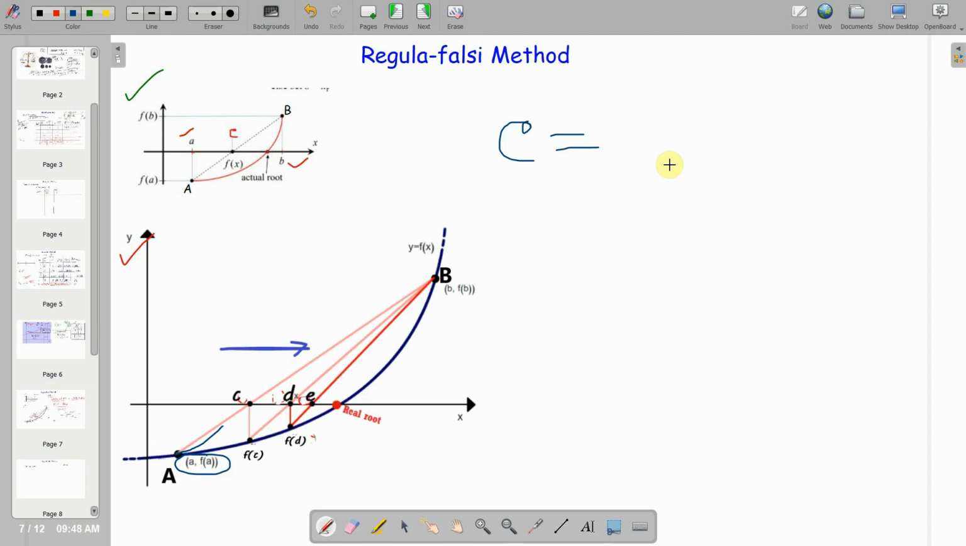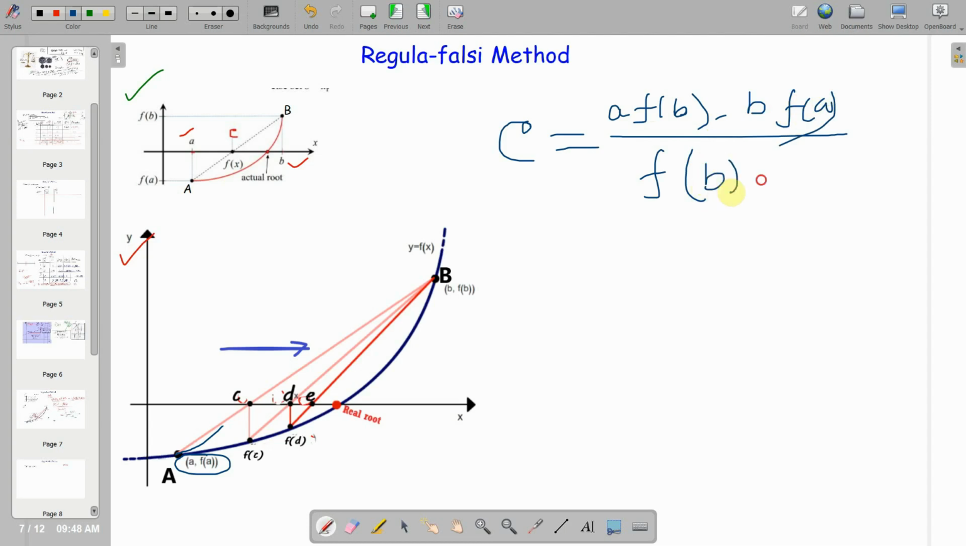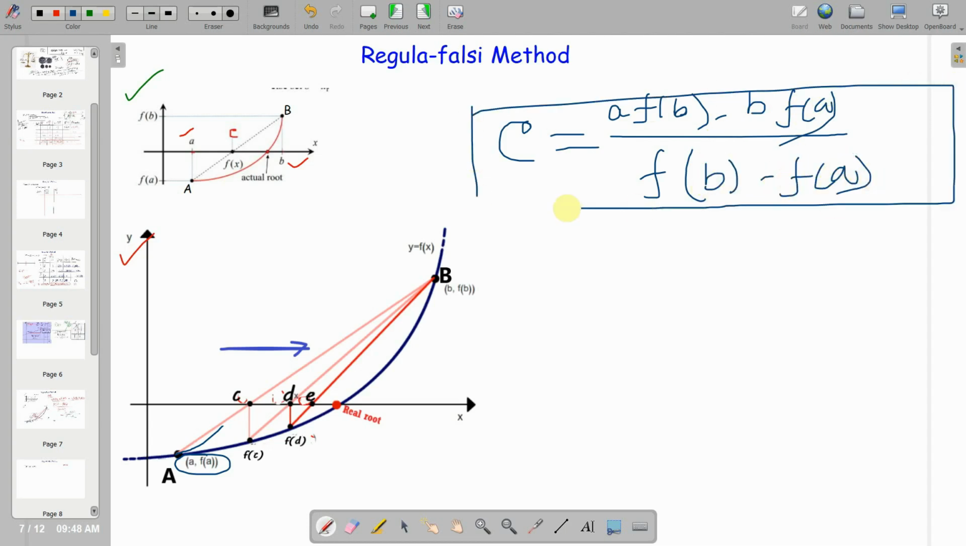What would be the C value? Anyone? A FB, yes. B FA, FB minus FA. Yes, A FB minus B FA, divided by FB minus FA. That's our C value, and that's our final formula.